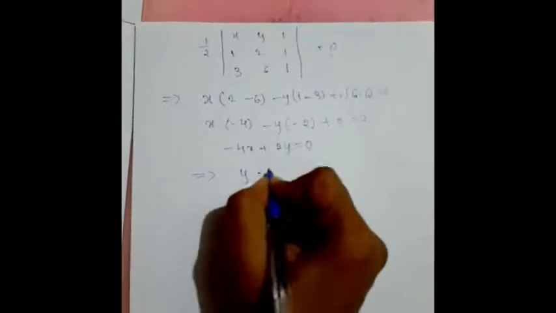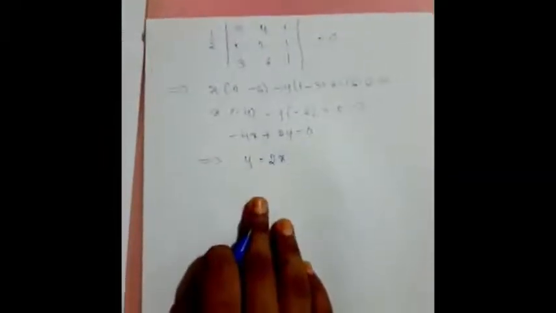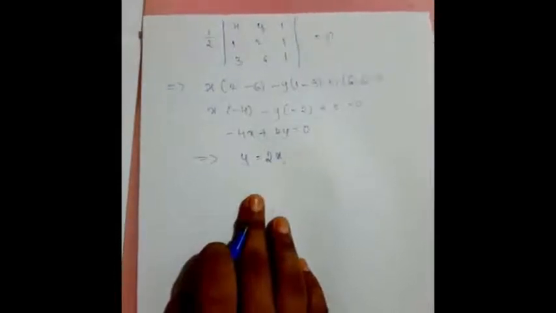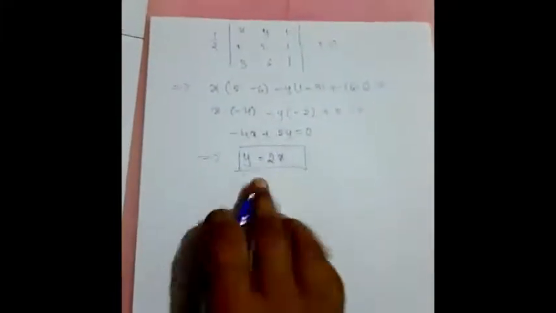Then finally you will get y is equal to what? 2x, after rearranging all this. Y is equal to 2x. So this will be the particular equation of the line that passes through these 2 points. This may be asked in a 2 marks question. This is one of the important questions.